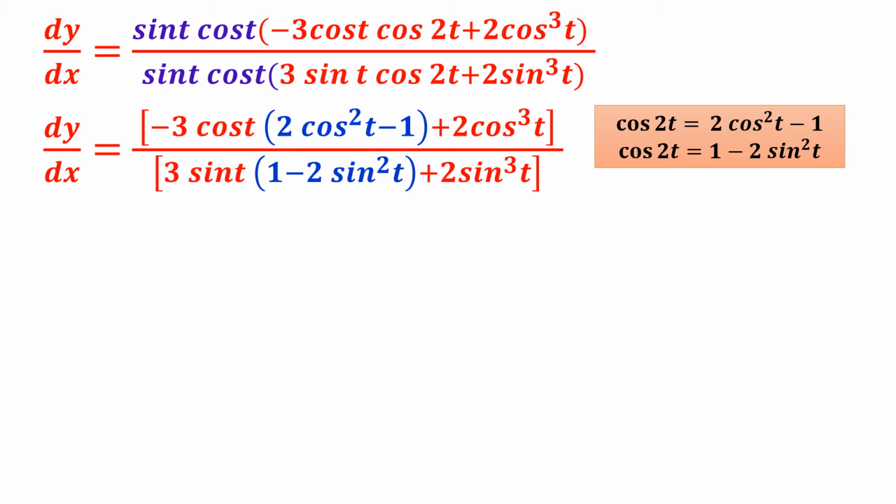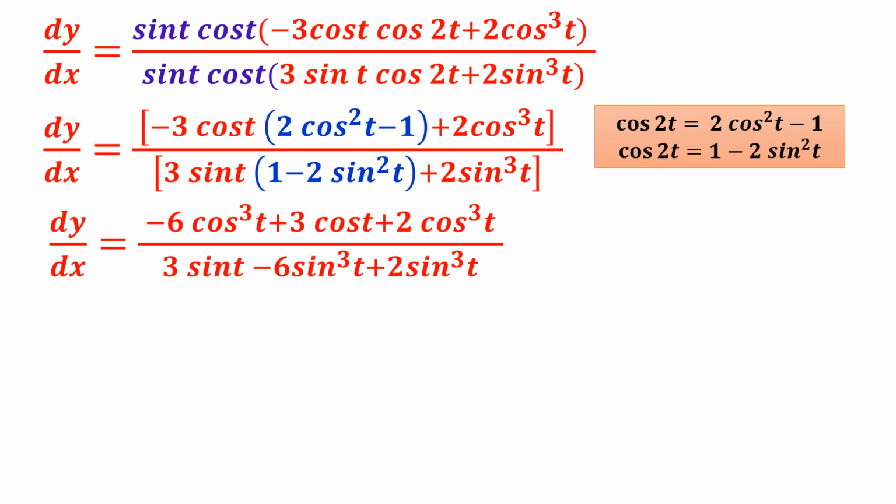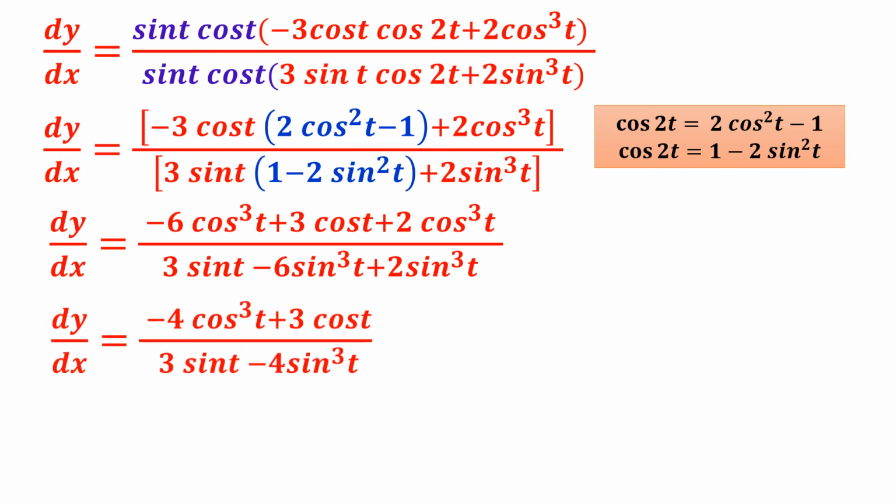We are having two formulae for cos 2t. One is 2 cos square t minus 1. Another is 1 minus 2 sin square t. Accordingly, we use it in the numerator and the denominator. When you expand, it will become minus 6 cos cube t plus 3 cos t plus 2 cos cube t upon 3 sin t minus 6 sin cube t plus 2 sin cube t. Again, now in the numerator and denominator something can be taken common.